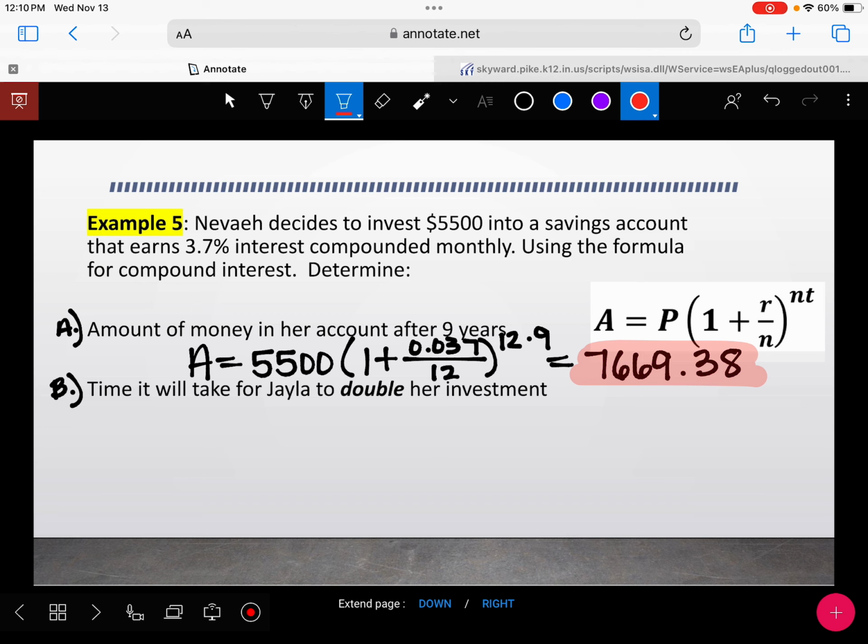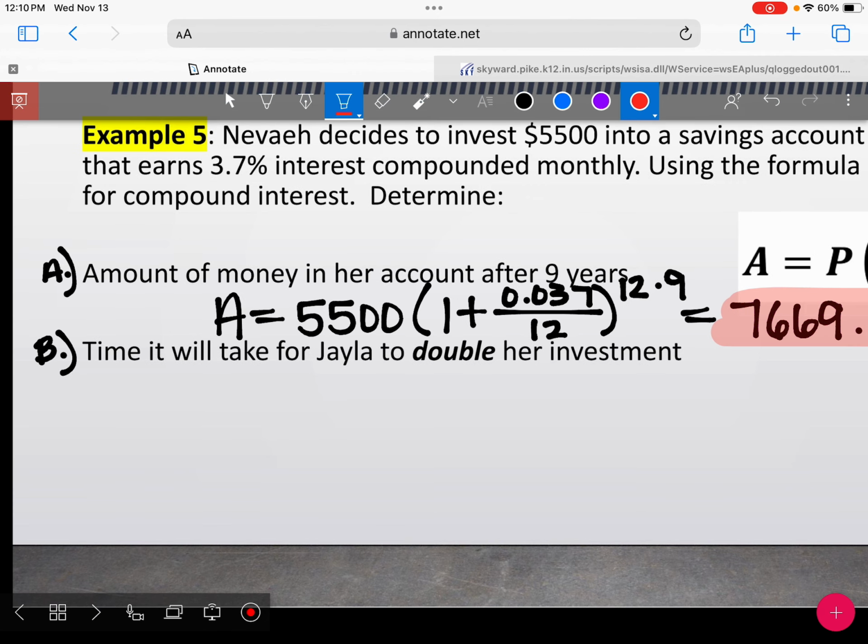So if we started with 5,500, what would my ending amount be if I'm trying to double it? What am I going to do with that 5,500? Multiply it by 2. So now we're trying to figure out the time. So we're trying to find T. This is what we're trying to find here. So let me go ahead and write that.